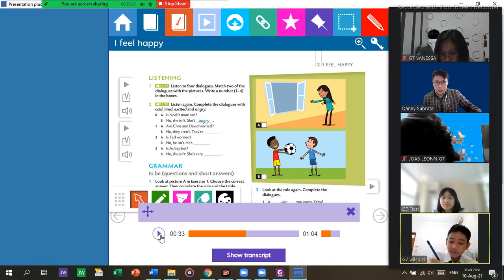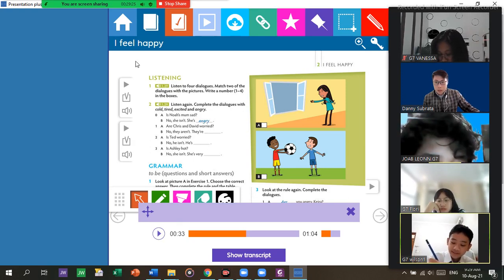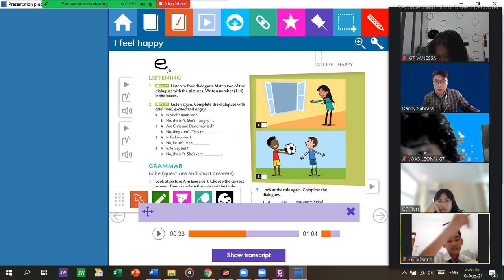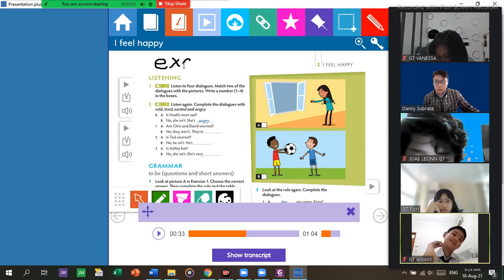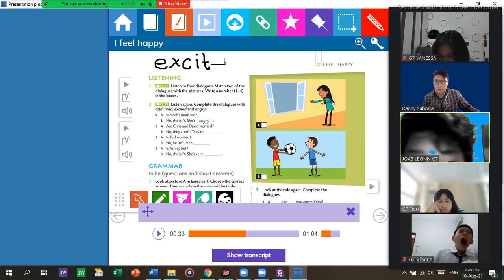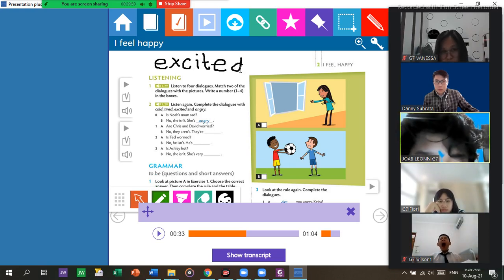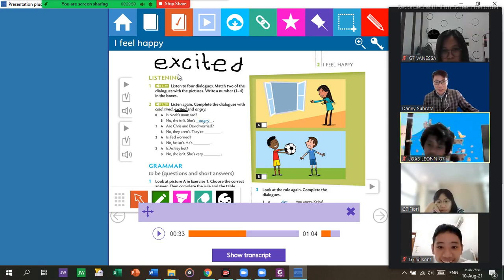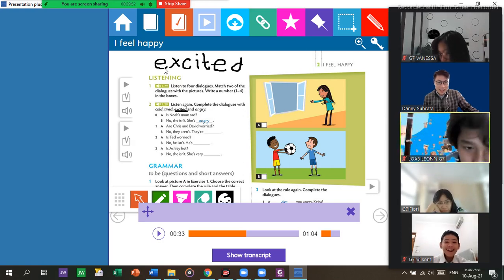How do you write excited? Excited. Here. Excited. Let me write it over here. The word is right there, Mister, next to it. Listen again. Complete the dialogue with cold, tired, excited. But it's okay because I think Wilson cannot see it. Probably Wilson can't see it, so that's why I wrote it. Can you see it clearly now, Wilson?